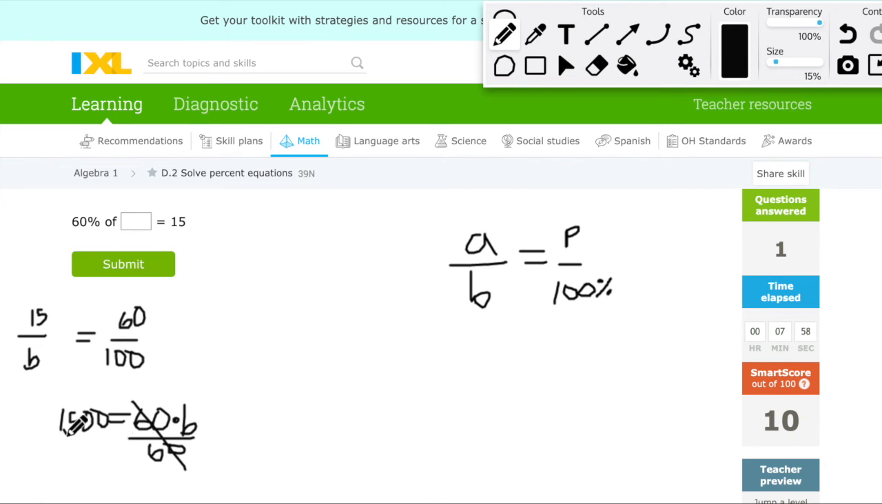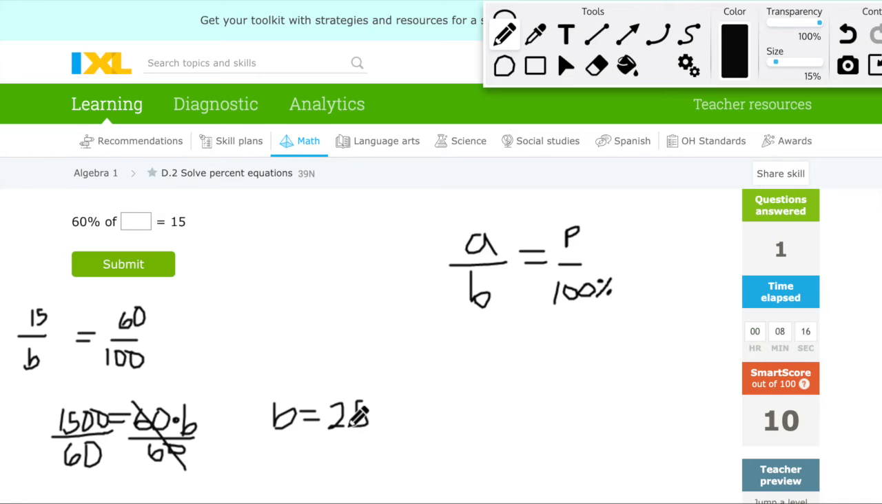But since we're dividing on one side, we have to divide on the other side as well. So I would do that, 1,500 divided by 60, and I would see that B equals 25.